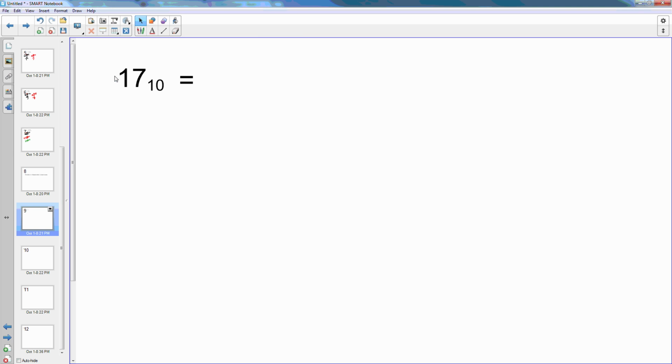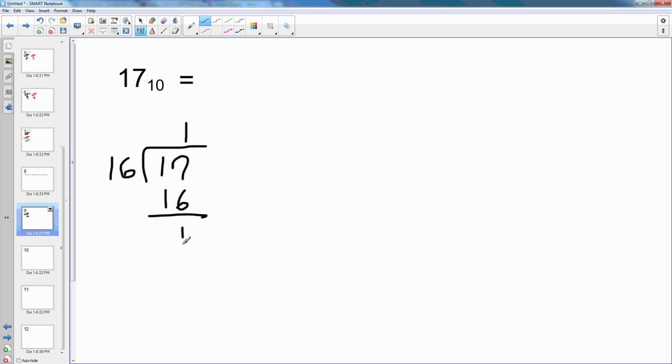Here we're going to start out with 17 base 10. So the rule is you're going to start out with the number that you're given, 17, and you're going to divide by the base that you want to convert to. So I'm going to convert to base 16. So how many times is 16 going into 17? It goes in one time, right? 17 minus 16 is 1, so I have a remainder of 1.